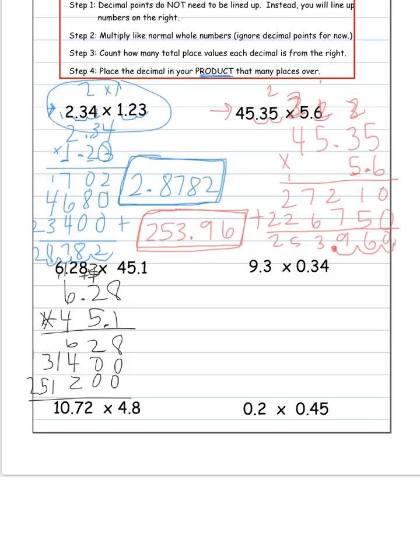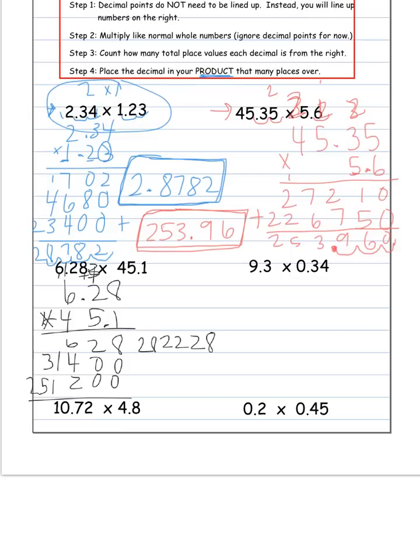I ran out of room, so I'm just going to write my number over to the side here, but 8 plus 0 is 8. 2 plus 0 is 2. 6 plus 4 is 10, plus 2 is 12. 1 plus 1 is 2. 3 plus 5 is 8. And then bring down our 2.